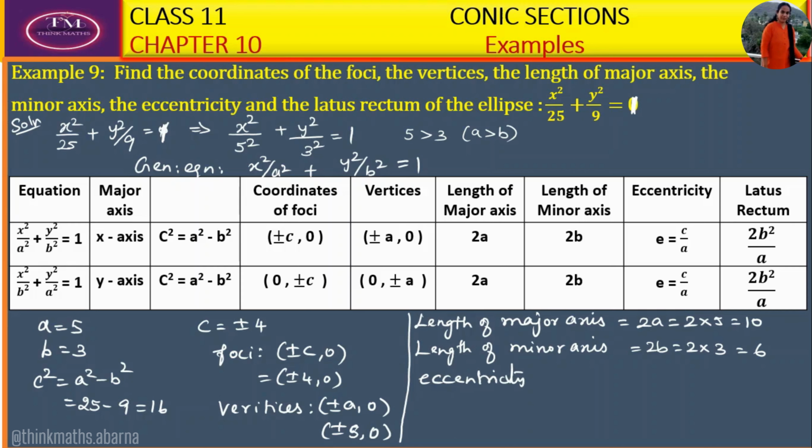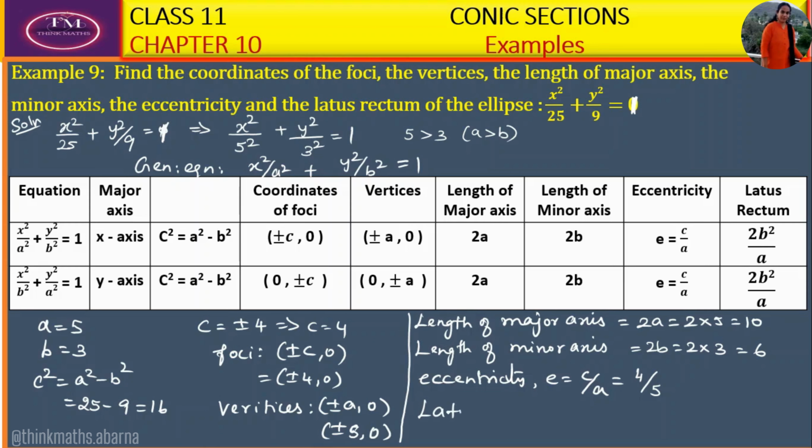Eccentricity formula is E is equal to C by A. So what is C? C is 4. So it is 4 divided by, what is A? A is 5. So it is 4 by 5.